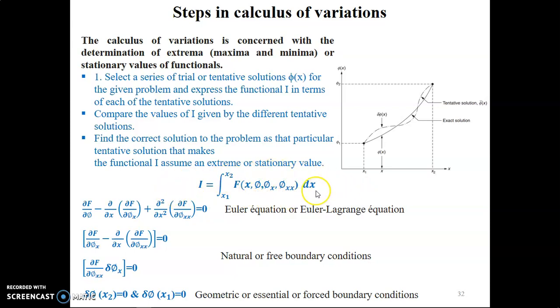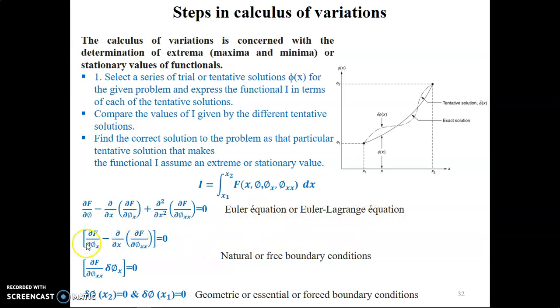Once we have done these operations, we will get the values of I. Now we will compare the values of I for the different or the series of trial solutions phi x we have applied in the calculus of variation. The correct solution will be the one that minimizes the value of the functional I. So how to obtain the value of this functional? For this we will use the Euler equation or the Euler-Lagrange equation.